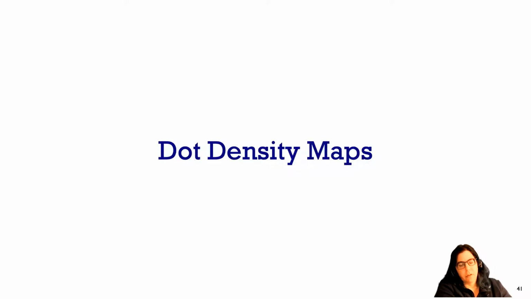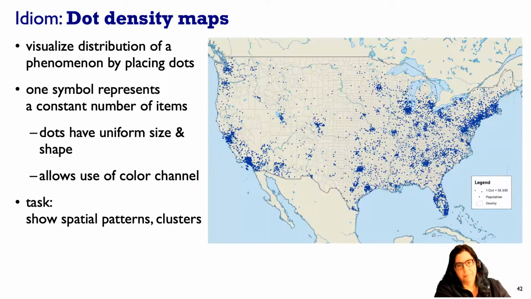All right, let's talk about dot density maps. With this idiom, we're visualizing a distribution of some attribute by placing dots, where one dot represents some constant number of items. And I say dots, which means these are going to be small point marks. They're going to have uniform size, uniform shape.